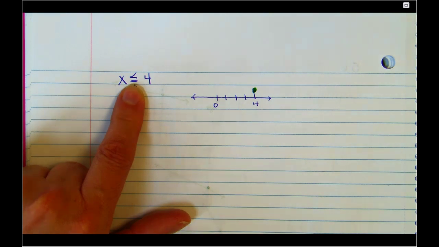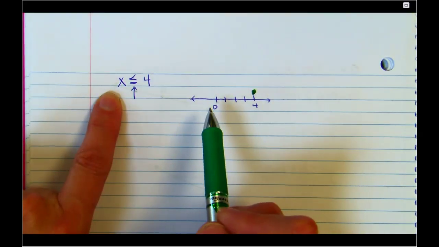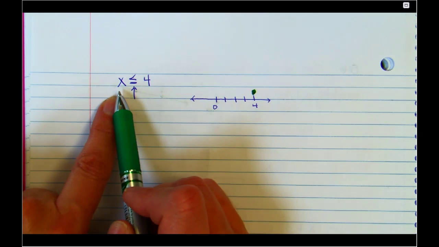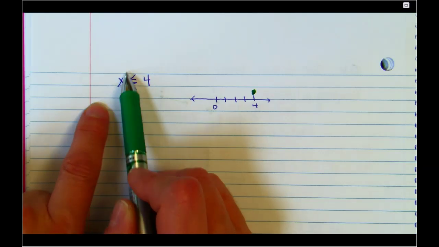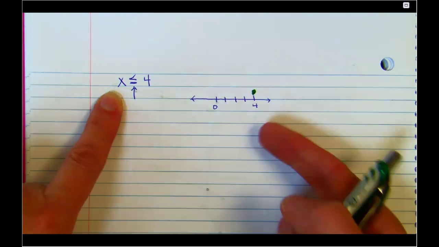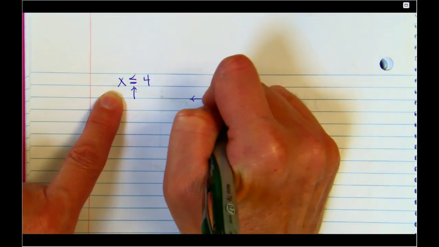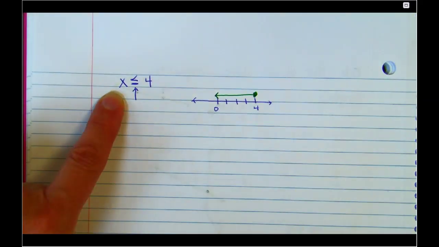And so the answer is, we want to illustrate the numbers that are less than 4. Numbers that are less than 4 are in this direction. So I draw my arrow in this direction. Okay, and that's that. So let's do a couple.